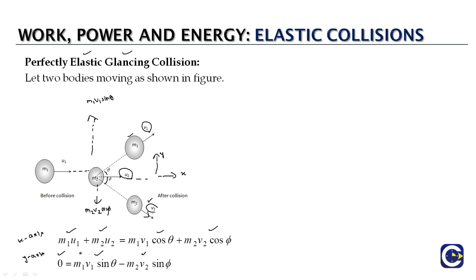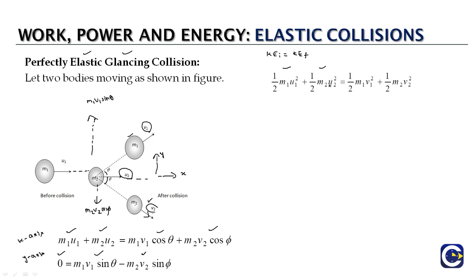Now since we talk about an elastic collision over here, we have the total initial kinetic energy equal to the total final kinetic energy, which means the kinetic energies of the particles before the collision must be equal to the kinetic energy of the particles after the collision. That would mean half m1 u1 squared plus half m2 u2 squared will be equal to half m1 v1 squared plus half m2 v2 squared.